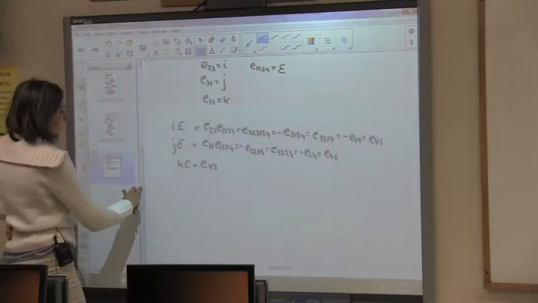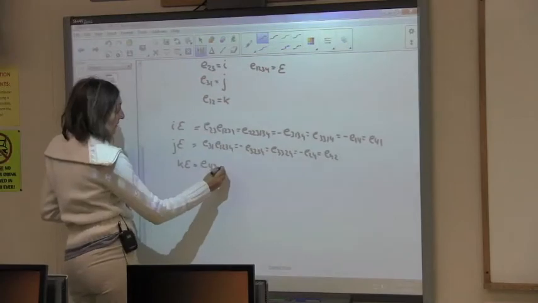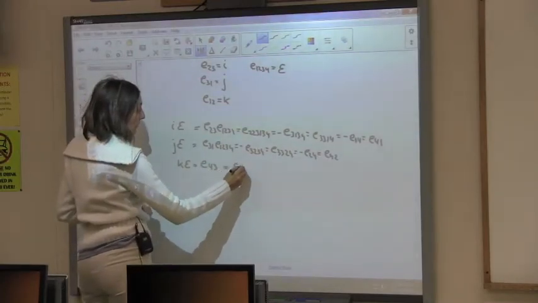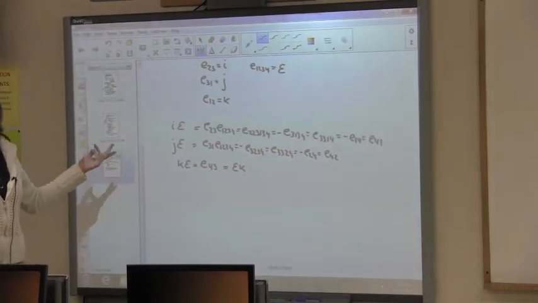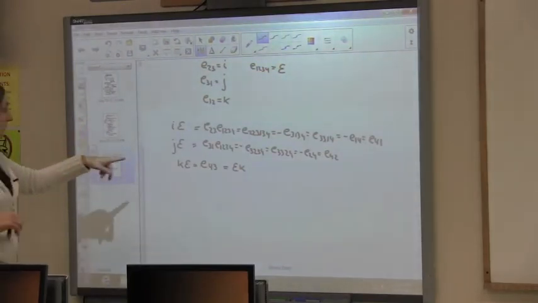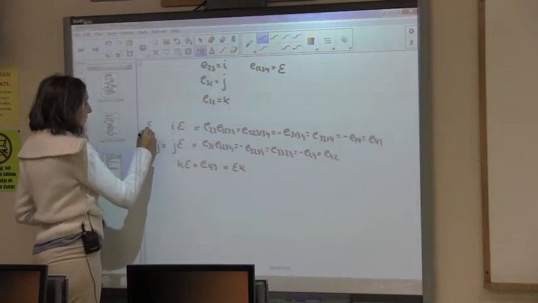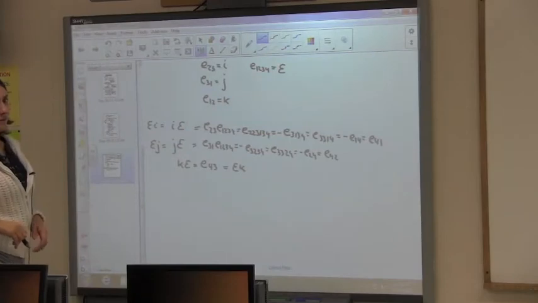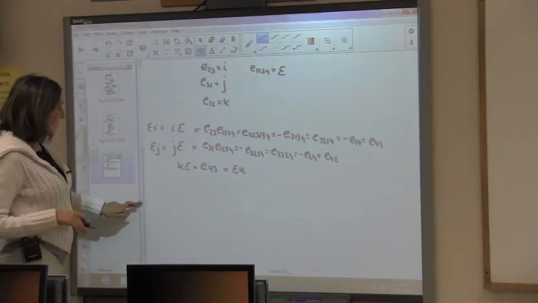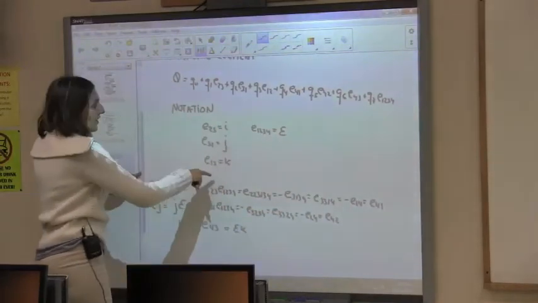So with this notation, you can check that this is equal to epsilon K. These particular two units can commute, not in general. Same thing here: epsilon J equals J epsilon, epsilon I equals I epsilon. So it's all just a change of notation. We want to go from this to something just with I, J, K, and epsilon.